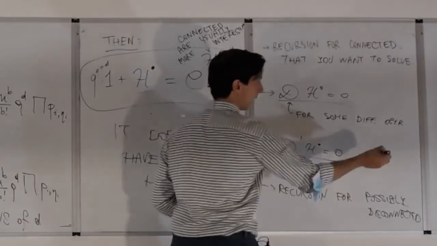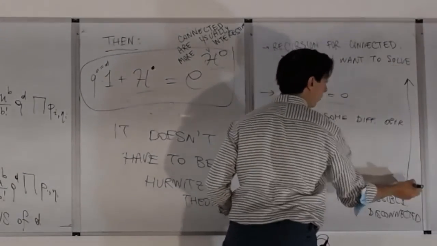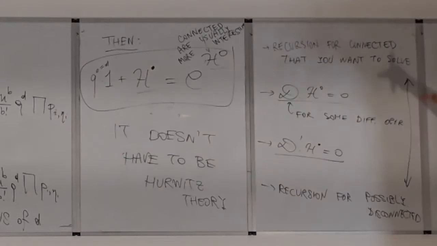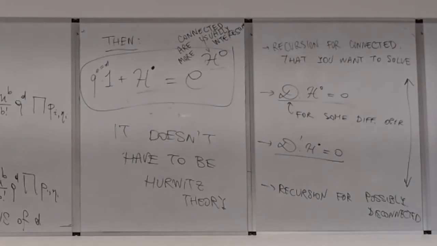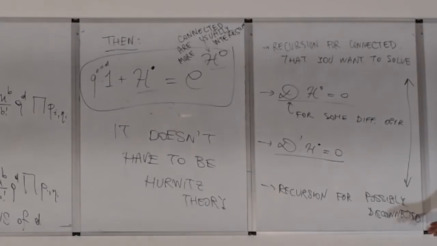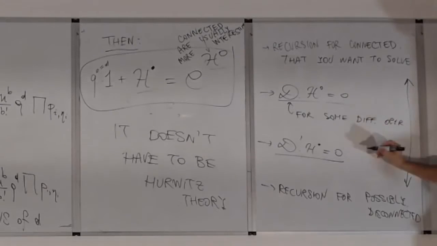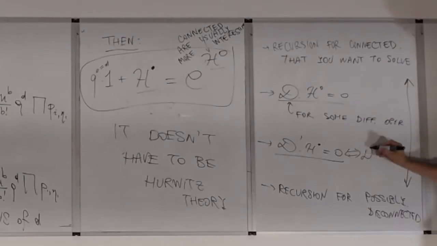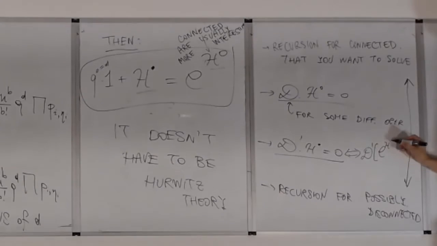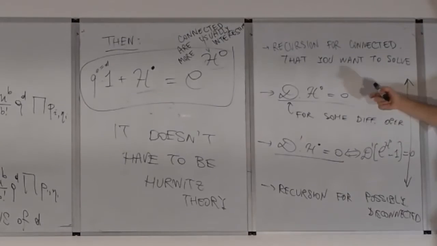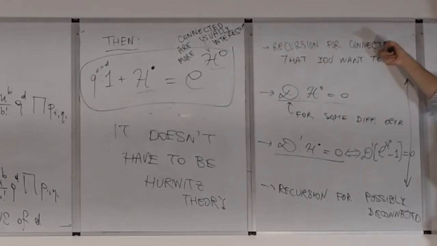But you can also go the other way around. So you can use this kind of reasoning both ways. And usually what you want is a recursion for the connected one. So you want to get here, but this one is easier to get. So you start from here, then you get a differential operator annihilating that. Then you write this as a D prime applied to exponent of h_0 minus 1 equal to 0, right? And now you get this. And from here you get this, and now you're happy.